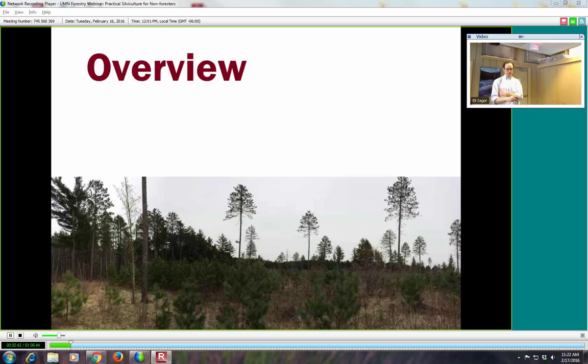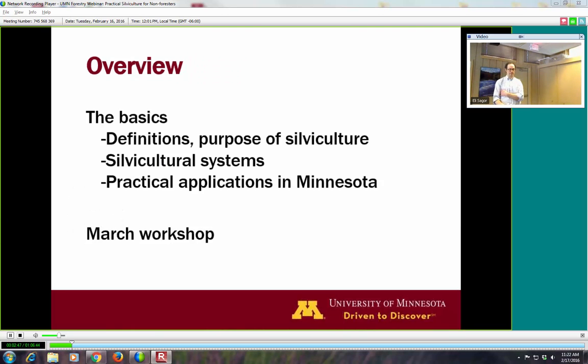So first, what are we going to cover? We have about an hour today. I plan to wrap up by 1 o'clock. I'm going to start with the basics. What are some of the common definitions? What is silviculture? What are the common silviculture systems? And then what are, briefly, some practical applications in Minnesota?